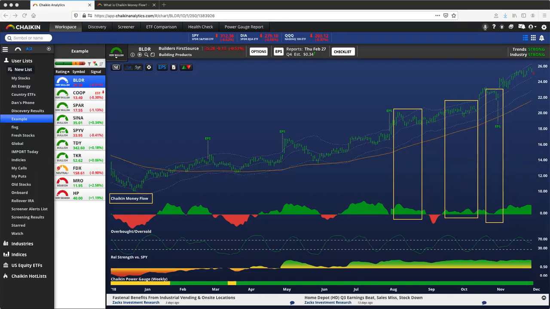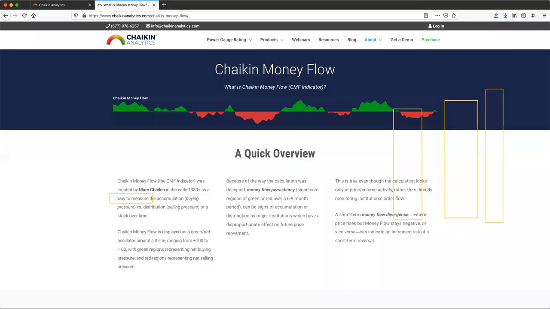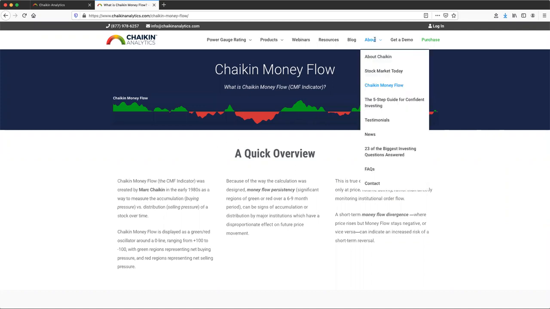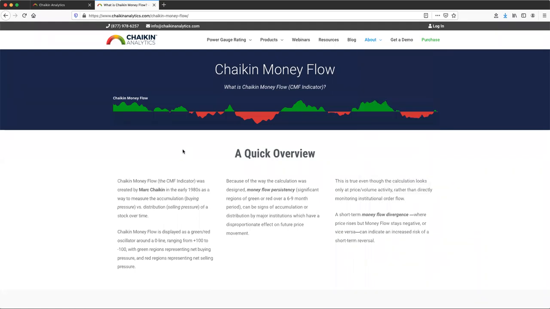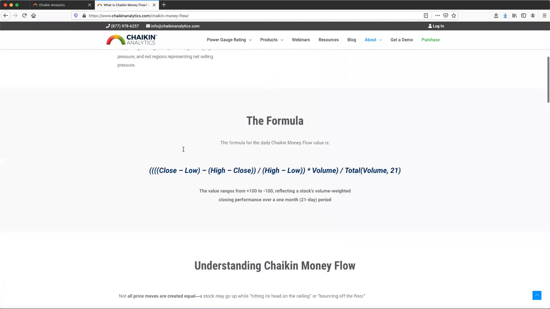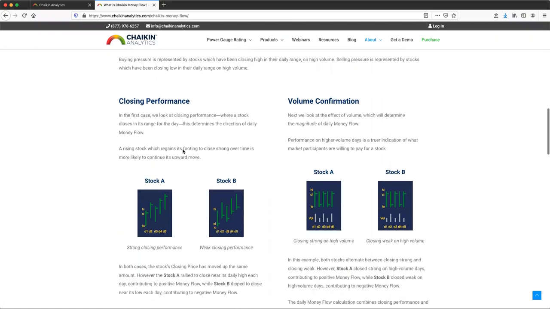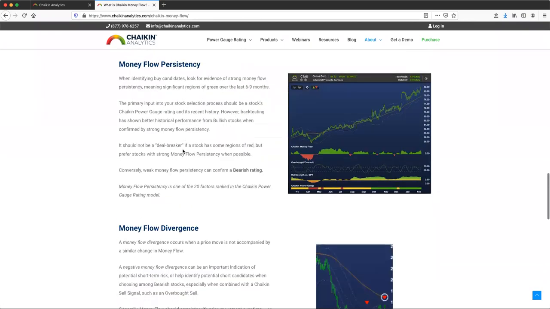We also have a very good breakdown of Chaikin money flow on our public webpage at www.chaikinanalytics.com/chaikin-money-flow. It is right here under the About section. This money flow page does a terrific job at helping you understand where money flow comes from, how it works, and how we should use it, persistency and divergences.